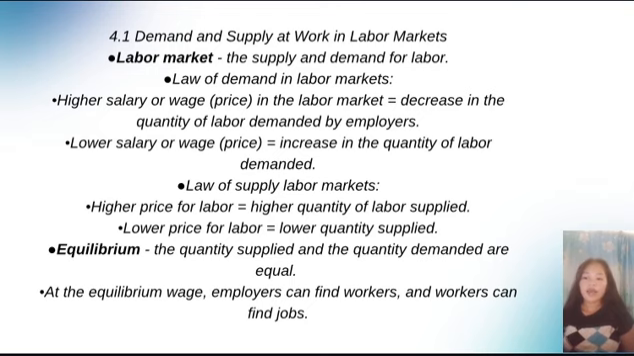Law of supply in labor markets. A higher price for labor means a higher quantity of labor supplied. A lower price for labor means a lower quantity supplied. At equilibrium, the quantity supplied and quantity demanded are equal. At the equilibrium wage, employers can find workers and workers can find jobs.